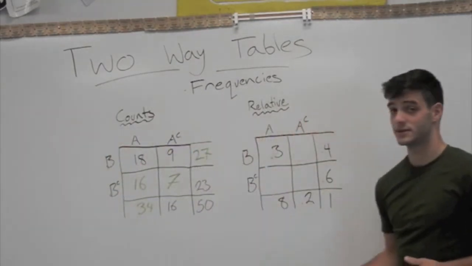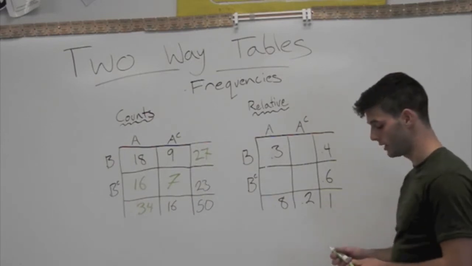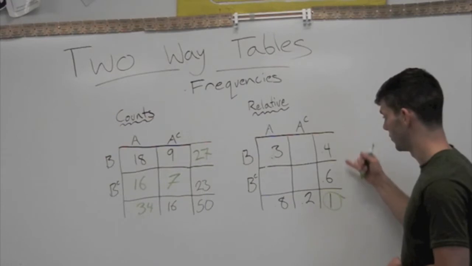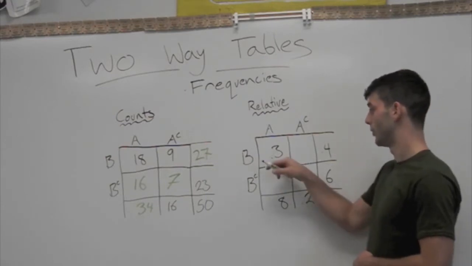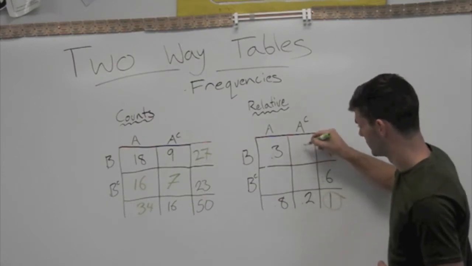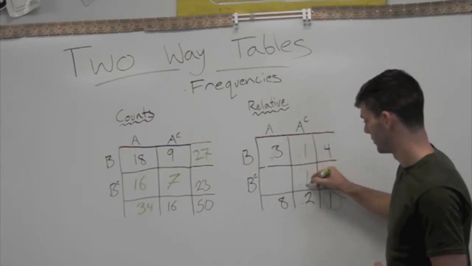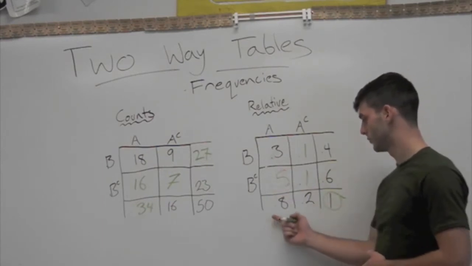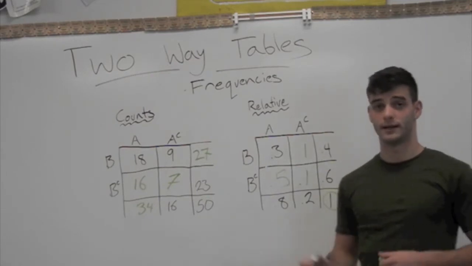So that's frequency counts. Over here, we have relative frequencies. And the thing to know about relative frequencies is that they have to add up to 1. So we have 0.4 plus 0.6 equals 1. 0.3 plus 0.1 equals 0.4. This is going to be 0.1, and this is 0.5. And once again, we see that both the columns and the rows add up to 1. And that is frequencies.